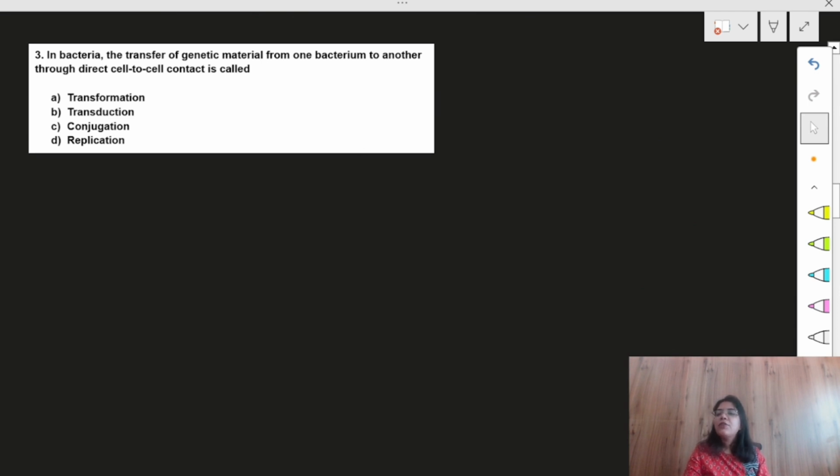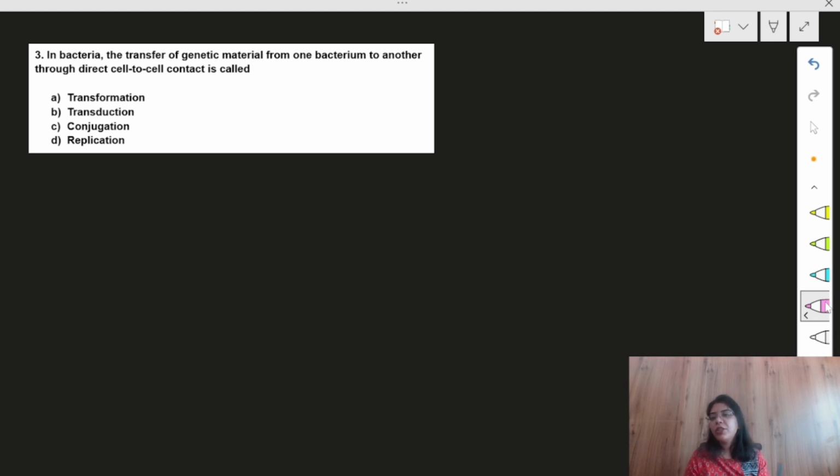In bacteria, the transfer of genetic material from one bacterium to another through direct cell-to-cell contact is called. Maybe you will be saying that this question is not in NCERT, this is out of NCERT, right? But you should know all these things. Some parts are there in class 11th, which you have learned in the biological classification chapter, and some parts are there in this chapter itself, where you have learned Griffith's transformation principle experiment, right?